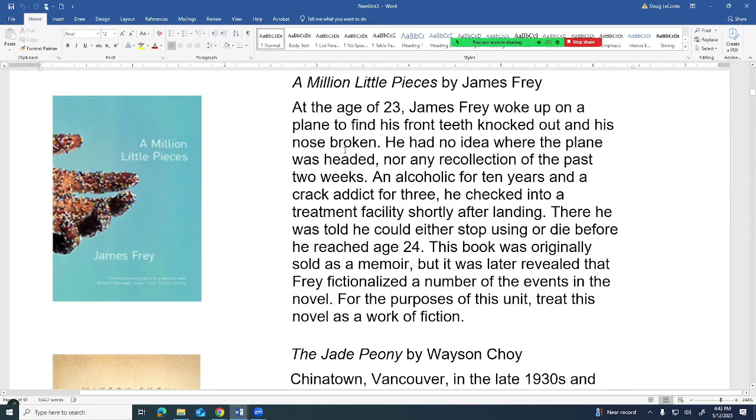A Million Little Pieces by James Frey. Now, this is an amazing book, and if you're ever thinking of becoming a drug user, you might want to read this book because it will surely sour that whole idea for you. The things that this guy has to go through as he tries to break free of his addiction.